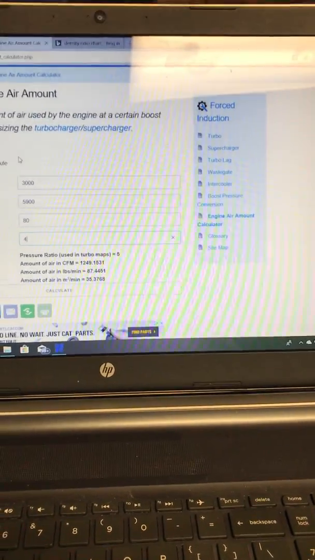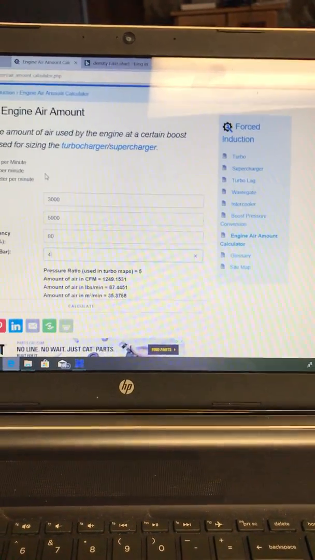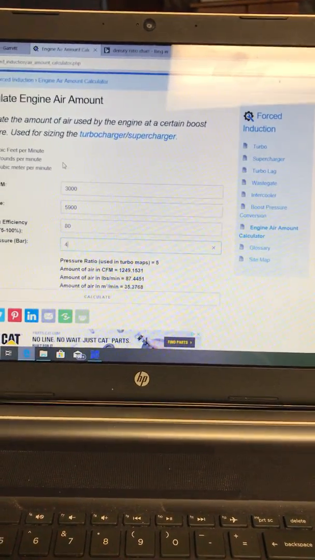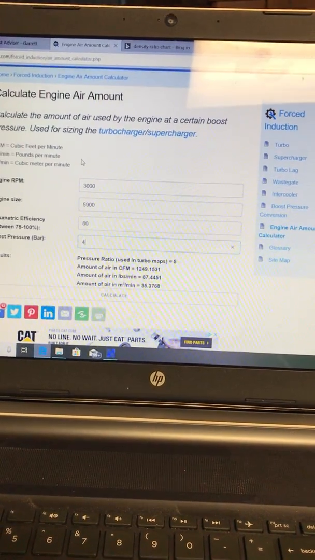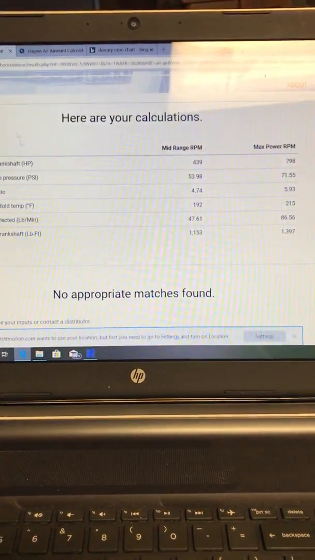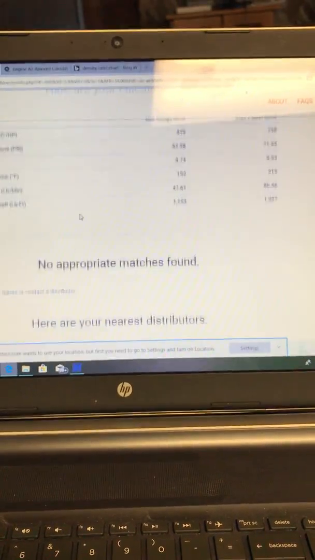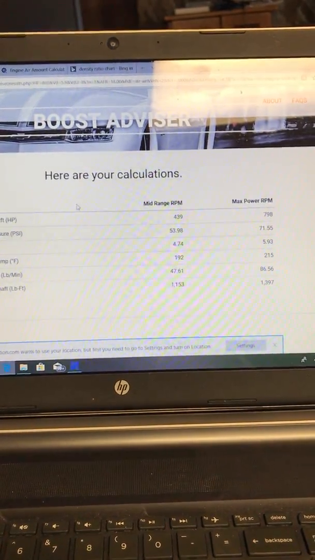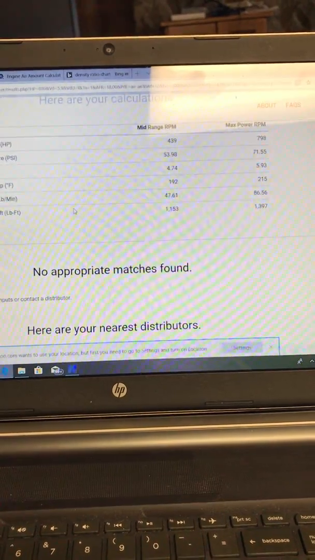More than likely, this Boost Town calculator is using all perfect stuff. It's probably using 59 degrees. It's probably using a 29.92 altimeter reading, which is all a standard day, whereas Garrett is taking my 70 degrees. It's taking some other things, my intercooler, into account.